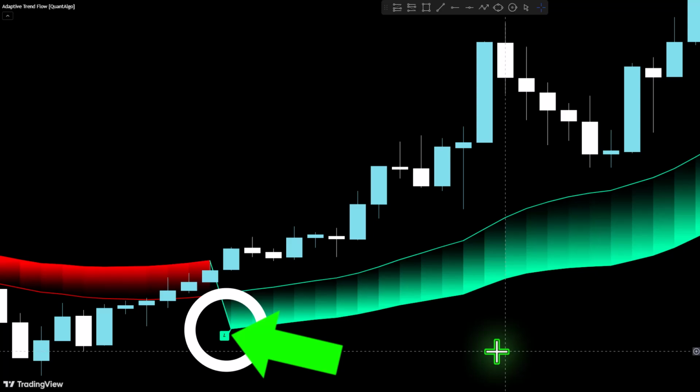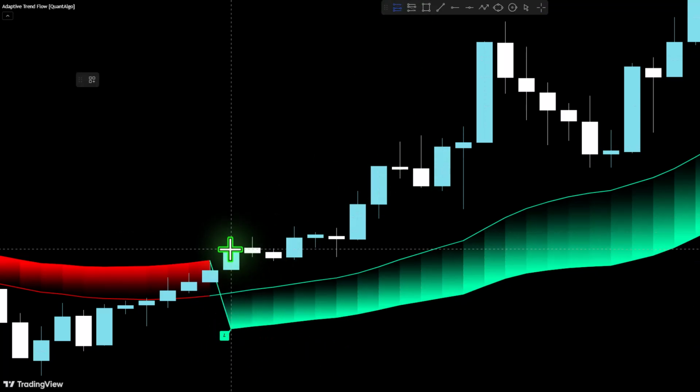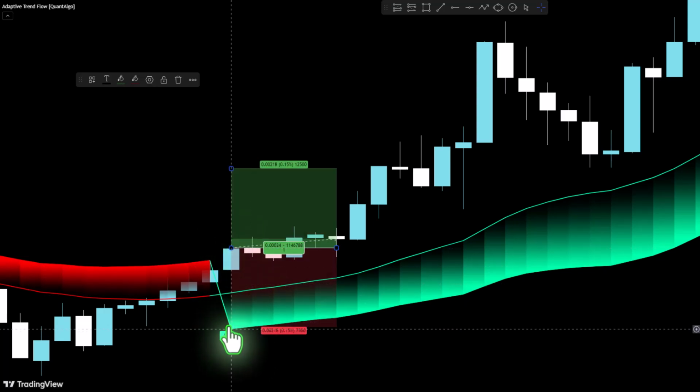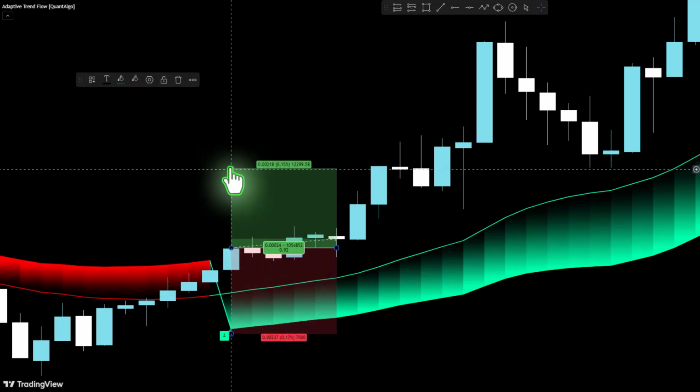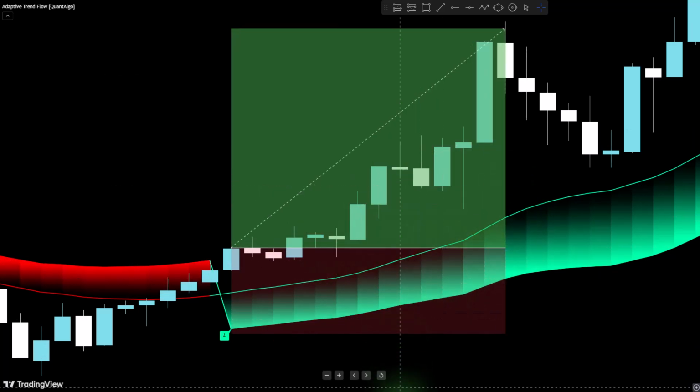Then, because of all these traits, you could have grabbed the long position tool and entered a long position right at the close of this candle, and set your stop loss just below this band, and extended your profit target to this level, giving you a valid risk-to-reward ratio.